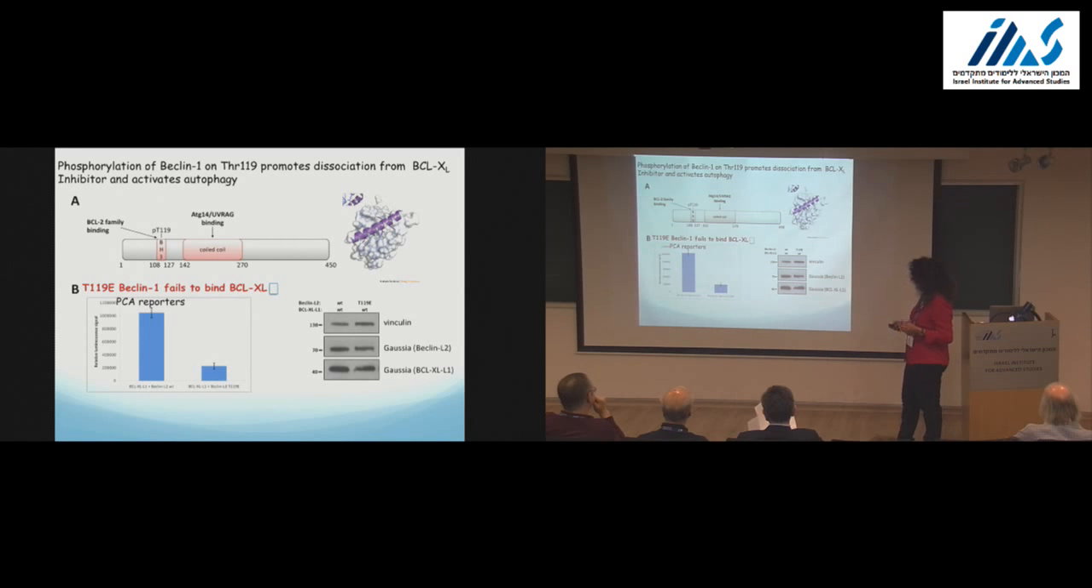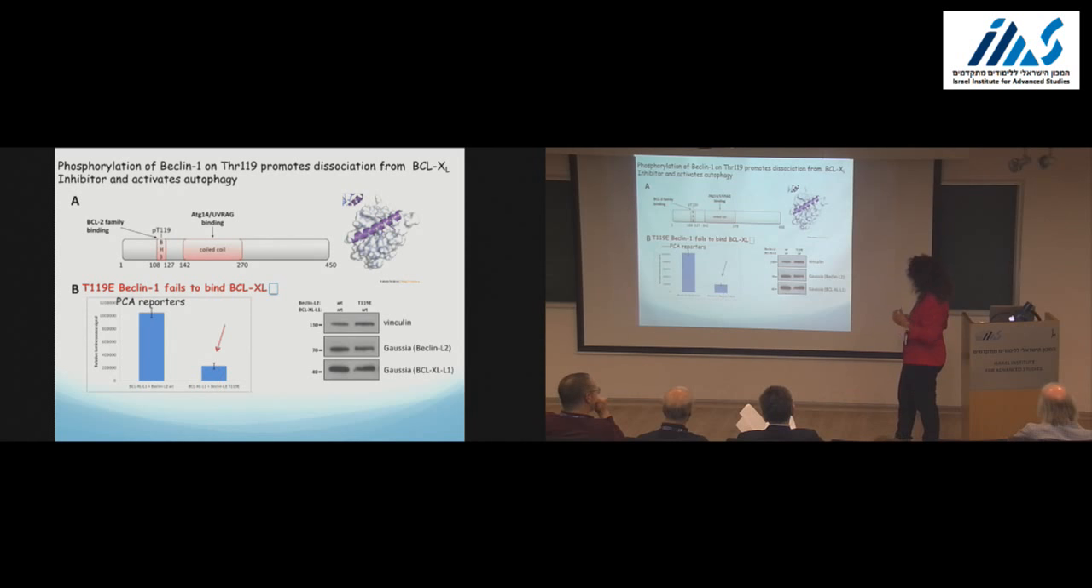So we showed it by several strategies. For instance, here we were using a phosphomimicry mutant and the PCA reporters, showing that indeed we lose the interaction between Beclin and BCL2 if we phosphorylate Beclin at this particular position.